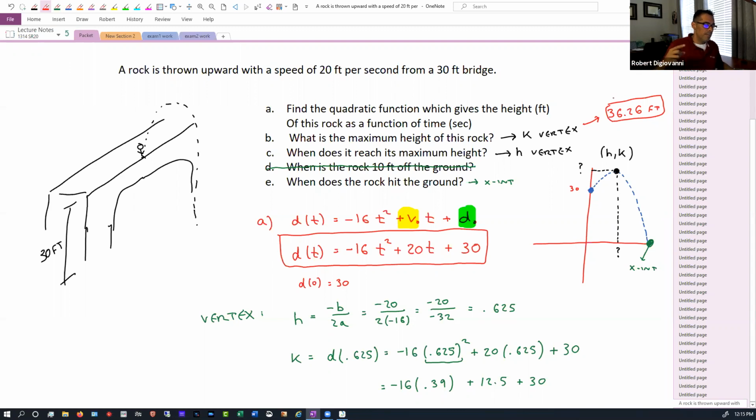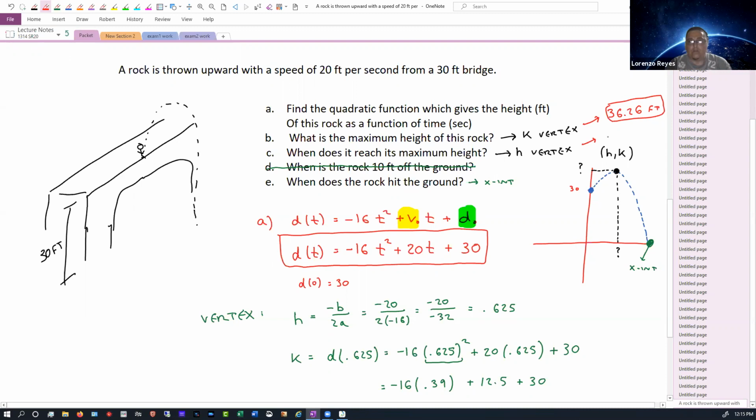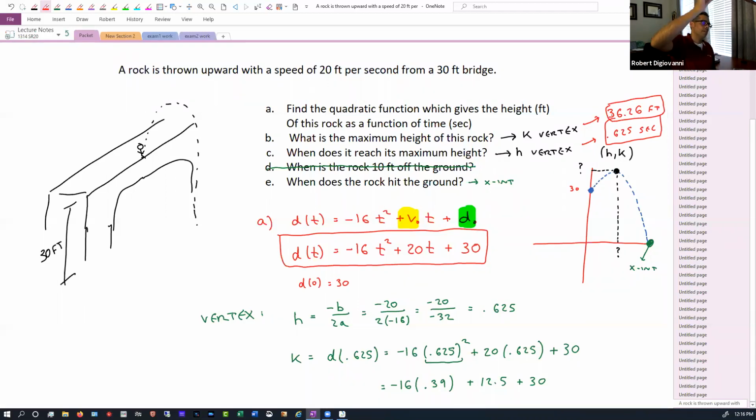Now, part C says, when did it reach its maximum height? So that's a question of how much time did it take after it left the person's hand? How much time did it take to reach that peak? And what's our answer? The 0.625 what? Seconds. So just a little over half a second is how long it was going up for. And then it reached the peak, and then now it starts dropping.